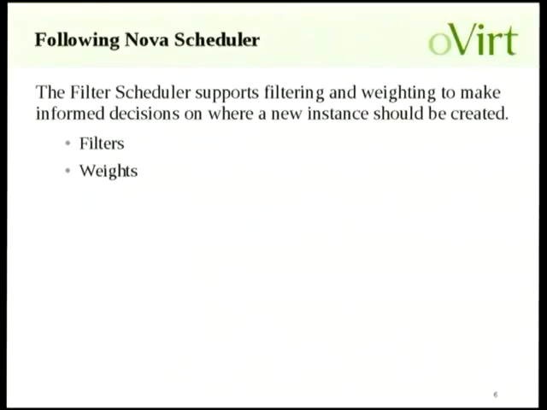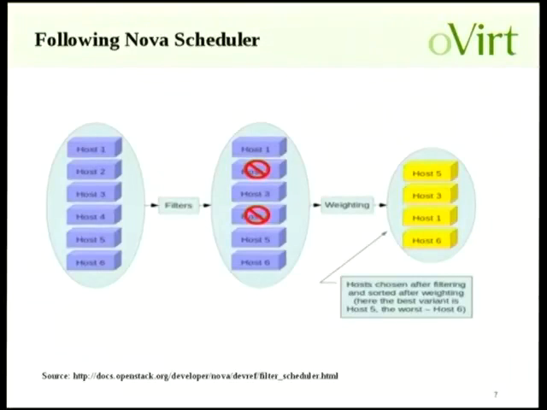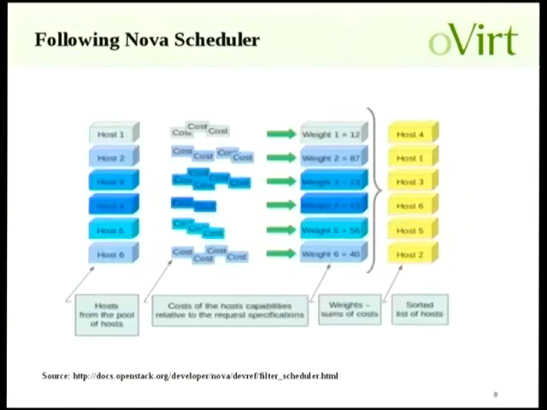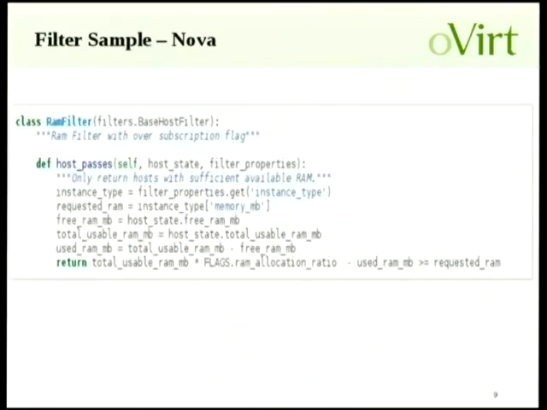Basically, the filters are very cut and clear logic that gets a set of hosts on the left-hand side. Then we run a filter on them. Then we apply weights on top of them. Another cool slide from the Nova scheduler. We collect a set of weights, then we sum them up, and then we order the hosts that we got. Let's see a simple sample for the Nova scheduler.